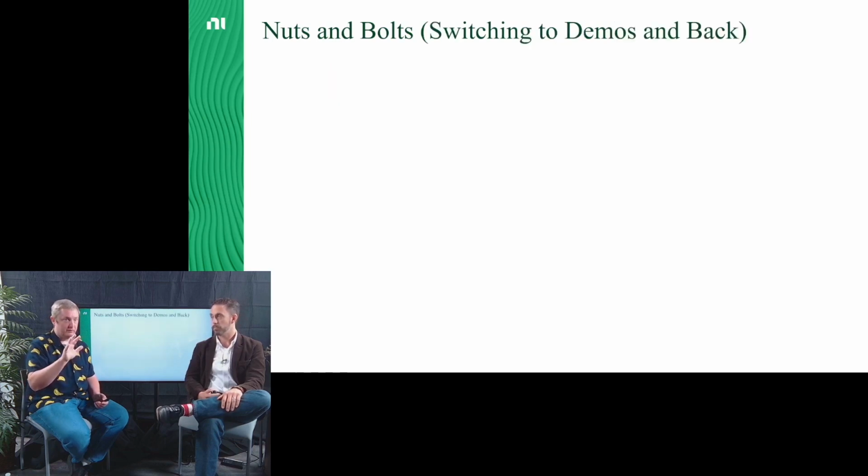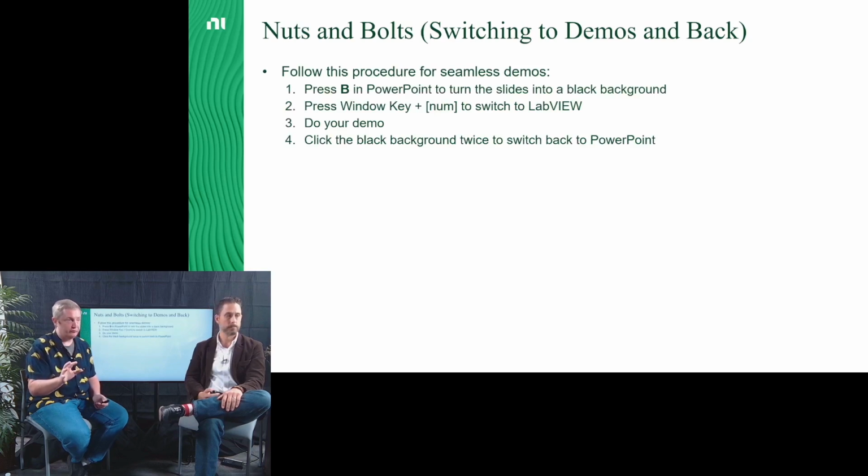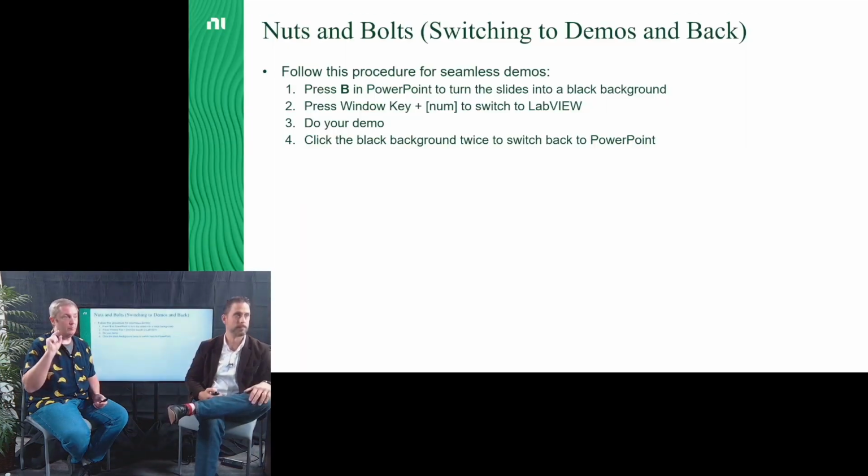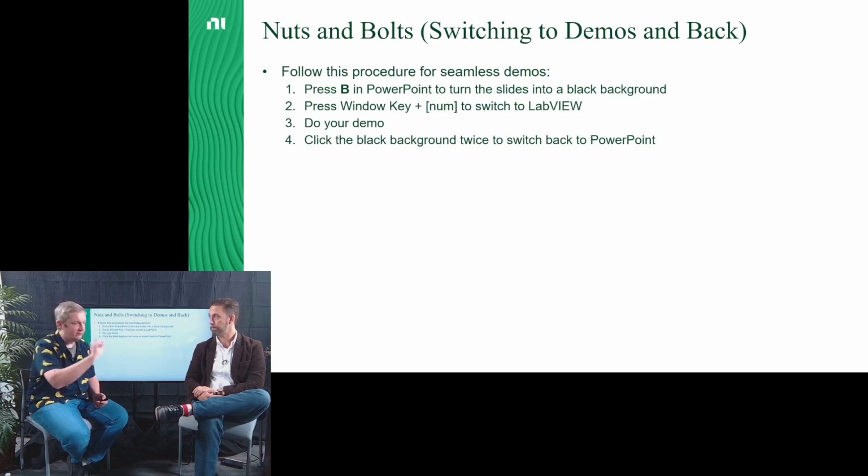Just to go more clearly, really quick, into the procedure. It looks like we're about out of time. Yeah. This is the procedure I follow when I do demos. Press B in PowerPoint, the screen goes black. Press Windows and then the number to launch whatever app you want to do your demo in. Once you've done your demo, click in the black background twice to switch back to PowerPoint. That's it. And that way you've got seamless transitions. You don't need to see the Windows taskbar. You don't need to see Alt-Tab or desktop icons. Exactly. So that's how I do mine.